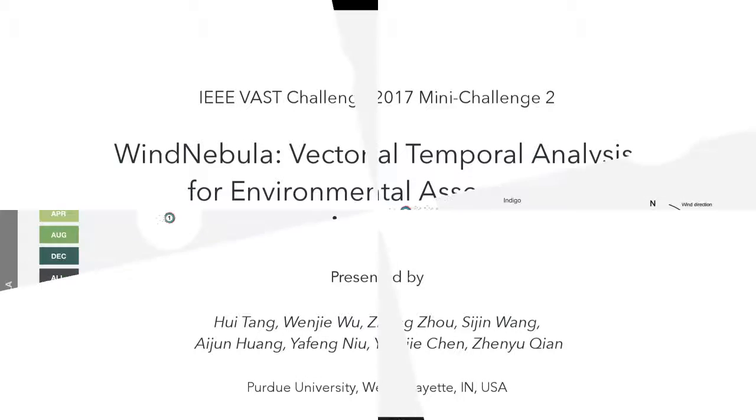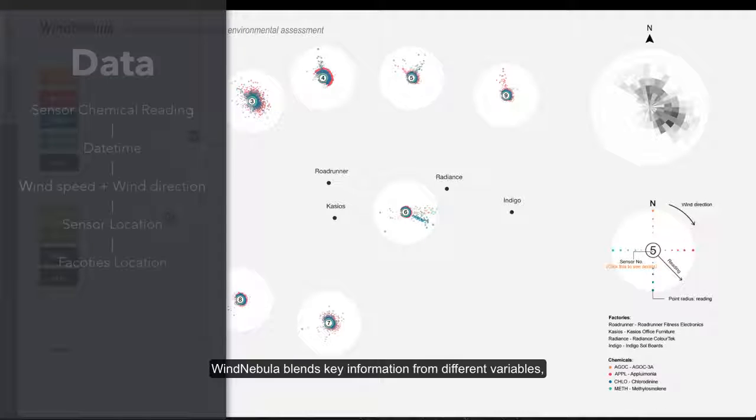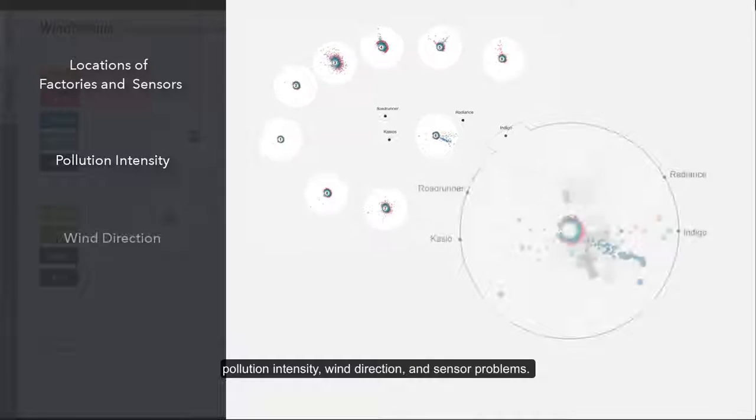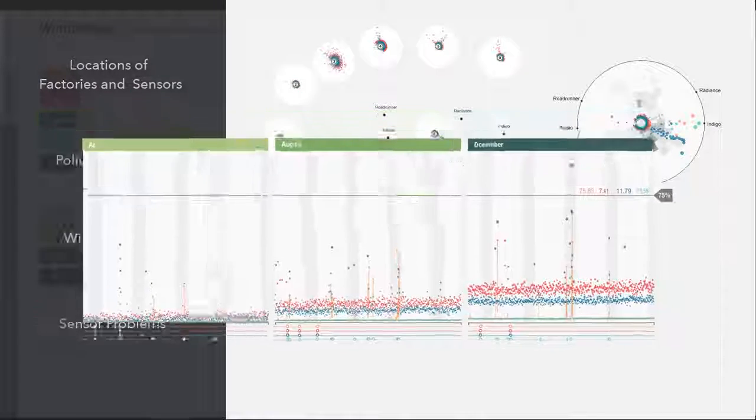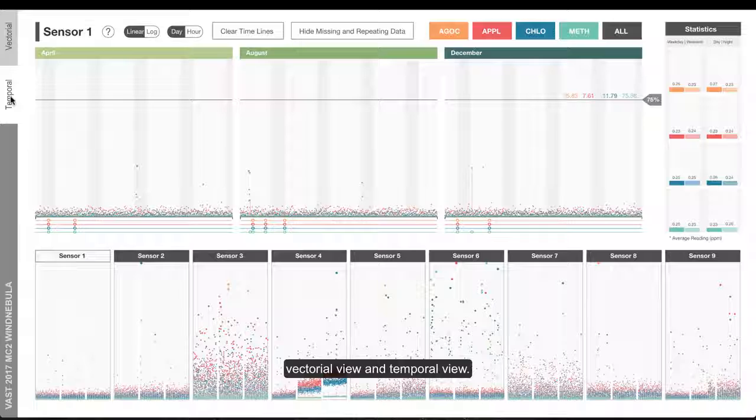For Mini Challenge 2, we designed a vectorial temporal system, WindNebula. WindNebula blends key information from different variables and reveals hidden relations among locations of factories, sensors, pollution intensity, wind direction, and sensor problems. Our system has two major interfaces, vectorial view and temporal view.